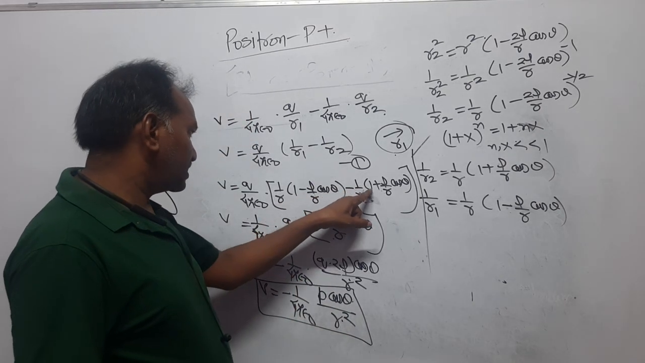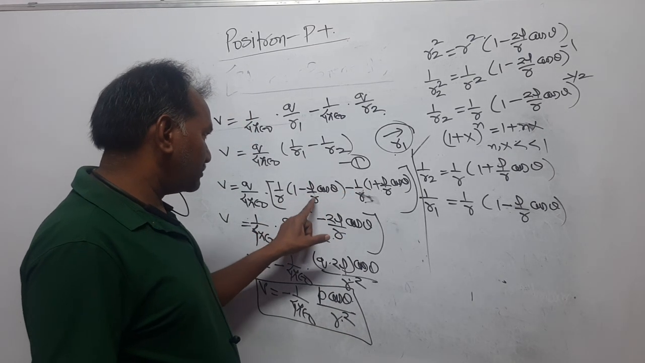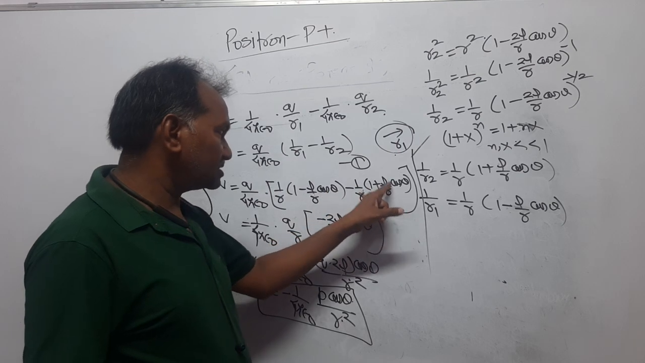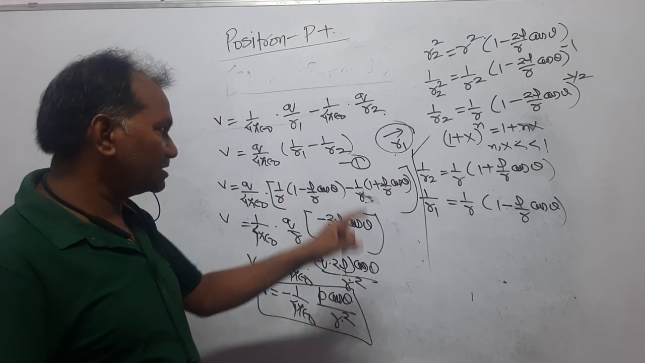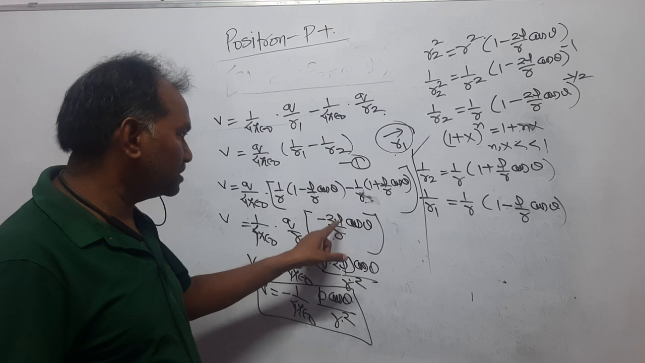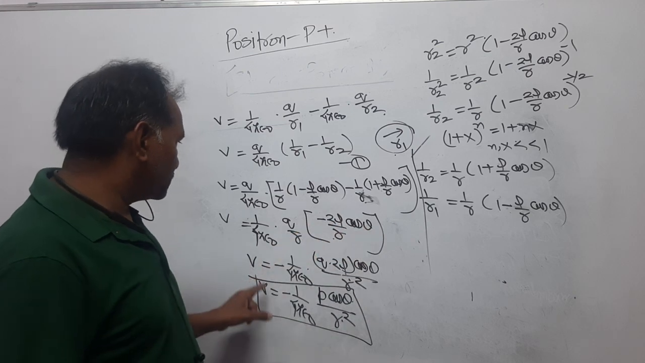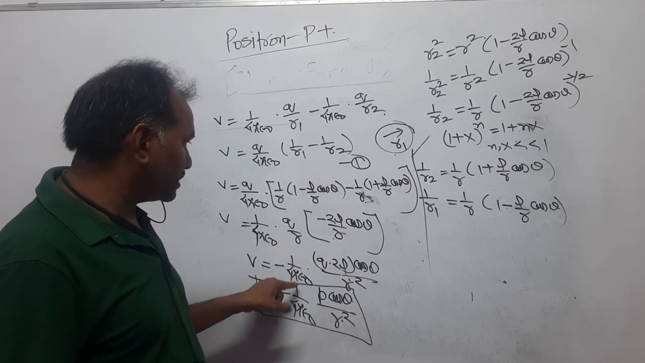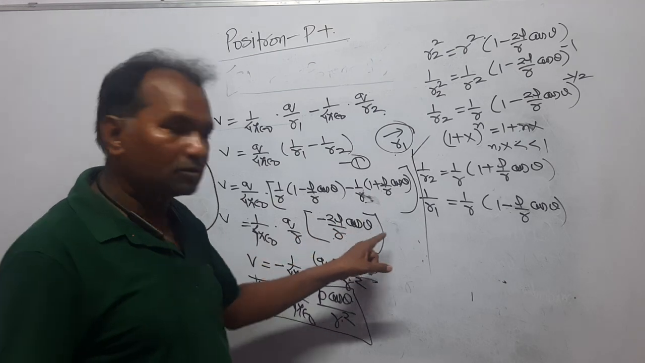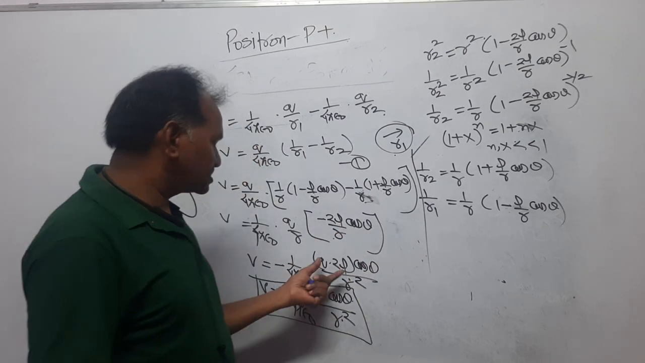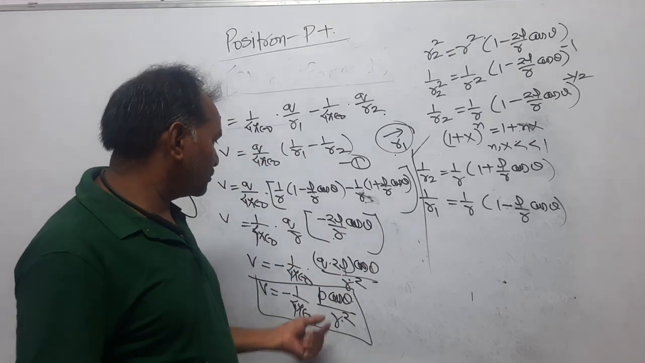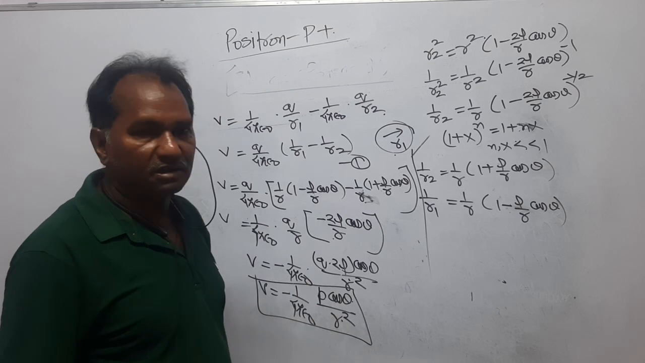Here 1 will be cancelled. You will get 1 minus L upon R cos theta minus 1 minus L upon R cos theta. 1 minus 1 will cancel. So it is minus 2L upon R cos theta. So minus I have taken out. This is 1 upon 4 pi epsilon naught Q into 2L cos theta over R square. This Q into 2L is an electric dipole moment P. So V is equal to that much.